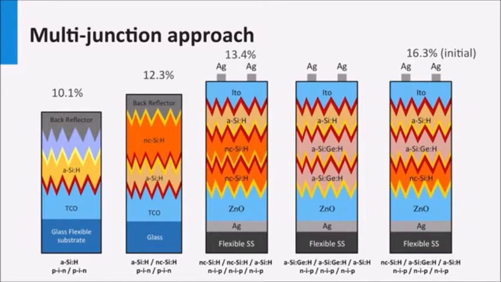LG in Korea has the record for the amorphous nanocrystalline triple junction with 13.4%. United Solar achieved an initial efficiency of 16.3% for the triple junction based on amorphous silicon germanium and nanocrystalline silicon. However, the stability of the amorphous alloy used in this triple junction is a big issue. The hydrogenated amorphous silicon alloys suffer from light-induced degradation, and the stable efficiency drops below that of 13.4% as achieved by the amorphous nano triple junction.